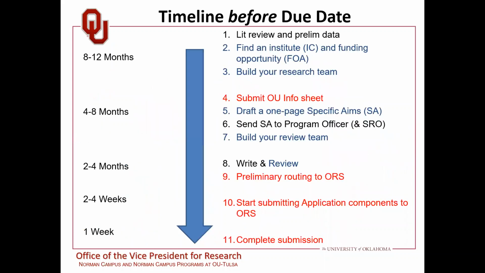So if you're looking at doing a submission and you kind of want to get an idea of how far back out you need to go to start developing things, at 8 to 12 months, this is when they would recommend that you start doing a literature review and getting your preliminary data together. Find out which institute you think you're going to be approaching for the funding.